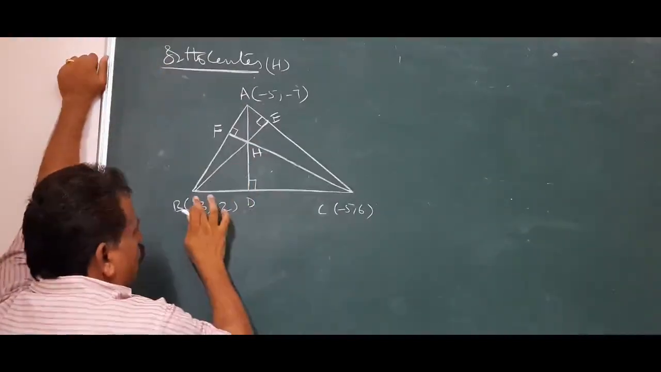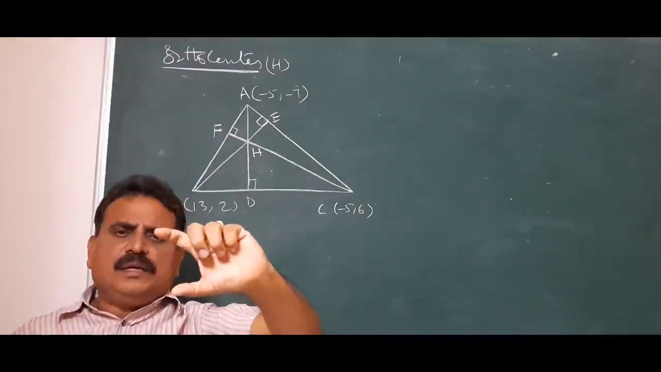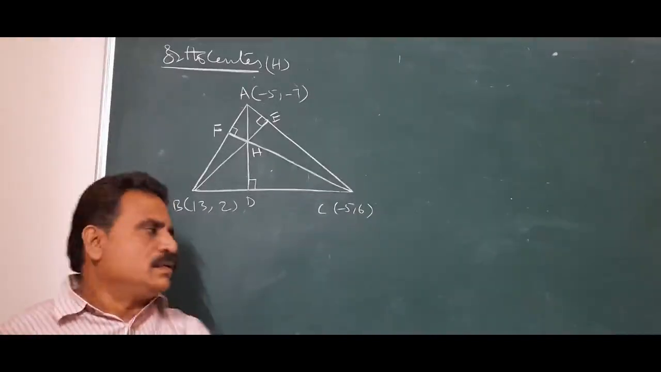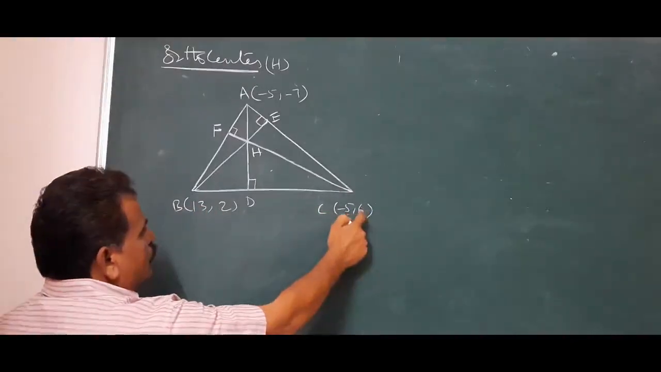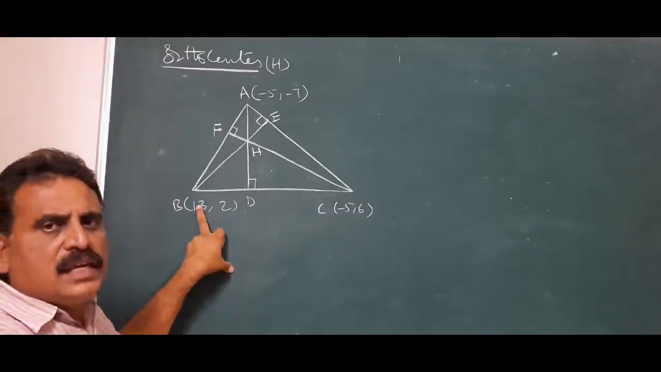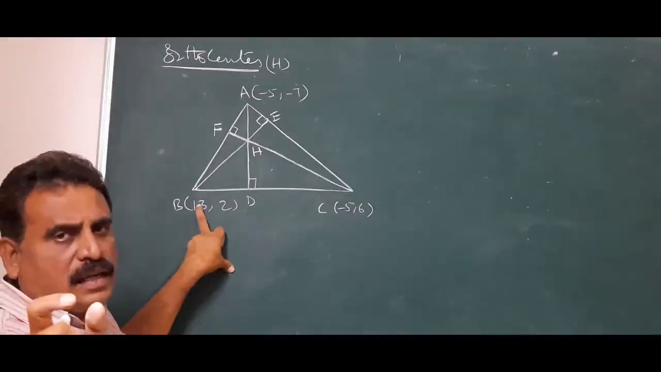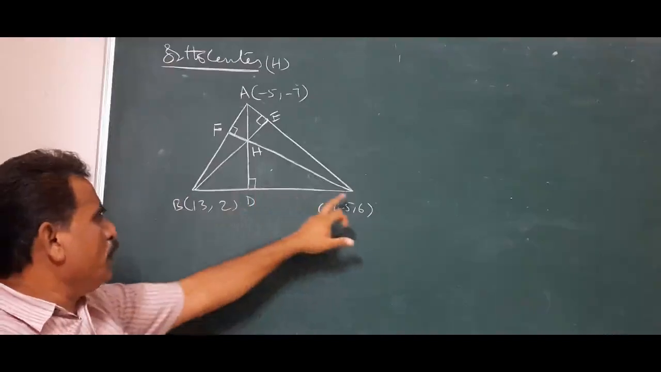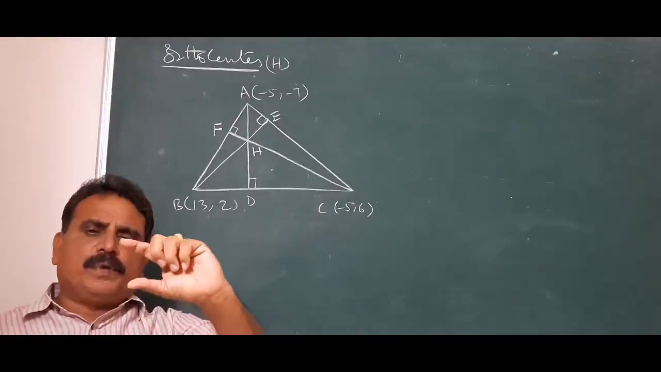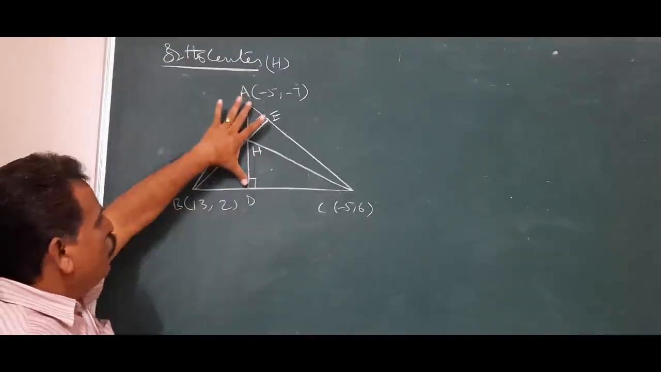AD is perpendicular to BC. You can find the slope of BC. If you know the slope of one line a by b, then the perpendicular line slope is reversed with sign change, minus b by a. BC slope is (6 minus 2) over (minus 5 minus 13), that is 4 by minus 18, 2 cancel, minus 2 by 9. Minus 2 by 9 is this slope. Perpendicular slope is 9 by 2, sign change. Keep in your mind, AD slope is 9 by 2.